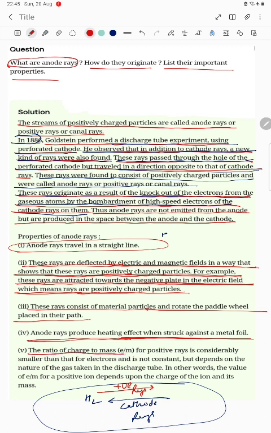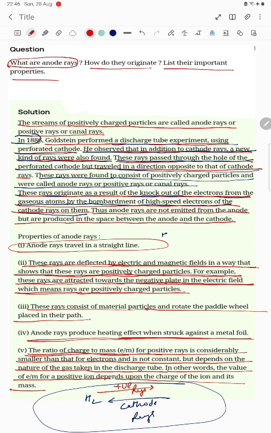The ratio of charge to mass, e/m, for positive rays is considerably smaller than that of the electron and is not constant but depends on the nature of the gas taken in the discharge tube. In other words, the value of e/m for a positive ion depends upon the charge of the ion and its mass. So keep in mind, student, here you see the ratio of charge to mass.